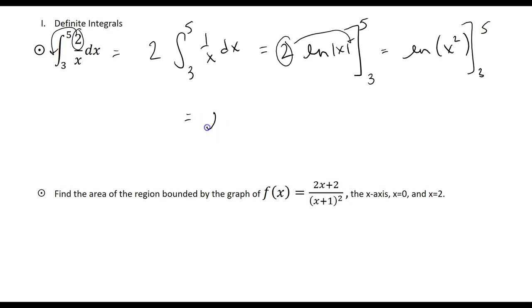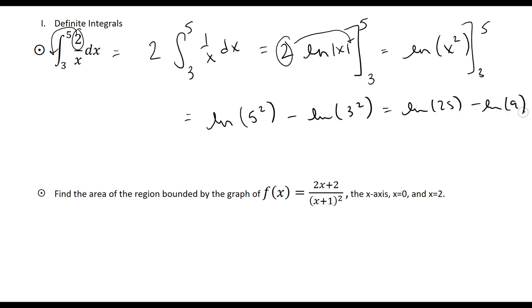So then this would give me the natural log of 5 squared minus the natural log of 3 squared. 5 squared is 25, and 3 squared is 9. And then whenever you're asked to put something in an exact form and you're using natural logs, you do want to go ahead and condense it once you get down to numbers. So I would condense that to be the quotient 25 over 9. And guys, this is where I would leave my answer.